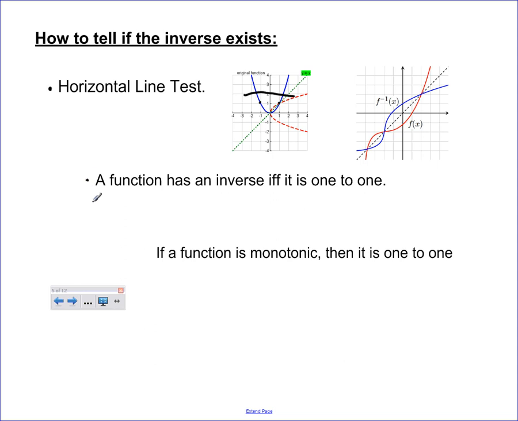How do we tell whether it's 1 to 1? Well, we tell if it's 1 to 1 if it's monotonic. So if the function's monotonic, then it is 1 to 1. Okay? Good. All right. Questions?